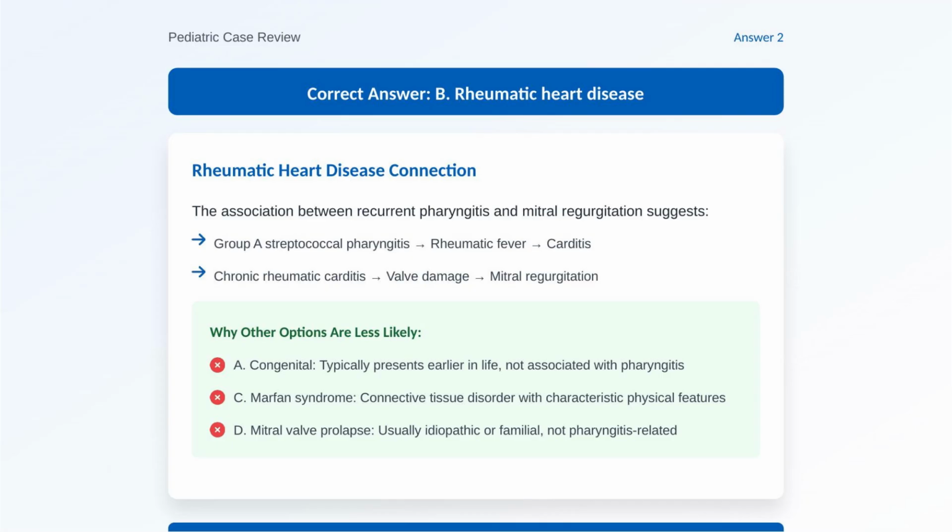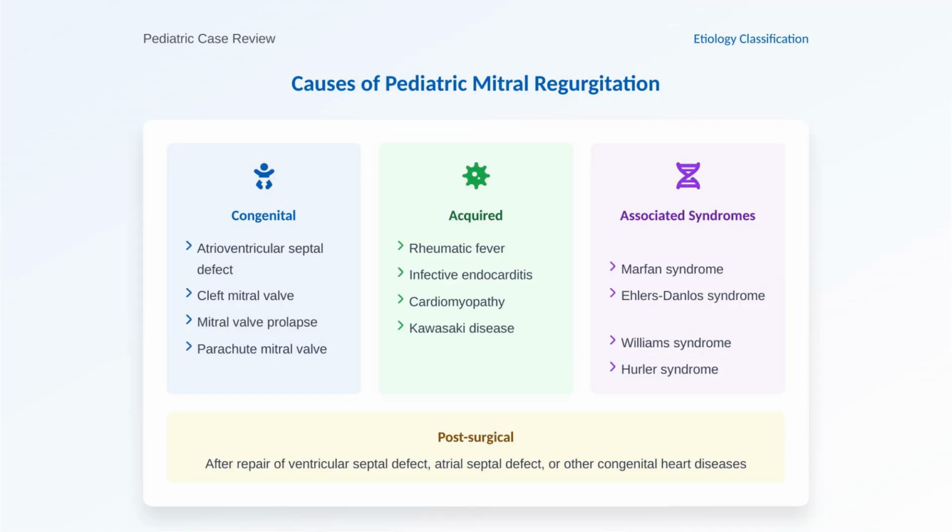Congenital mitral valve anomalies typically present earlier in life and are not associated with pharyngitis. Marfan syndrome would have other characteristic physical features not mentioned in the case. Mitral valve prolapse is usually idiopathic or familial, not triggered by streptococcal infections. Rheumatic fever remains a significant cause of acquired heart disease in children, especially in developing countries with limited access to healthcare. This table provides a comprehensive classification of the various causes of mitral regurgitation in pediatric patients.